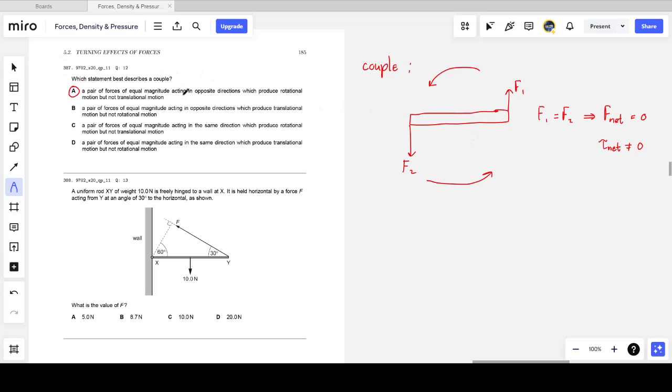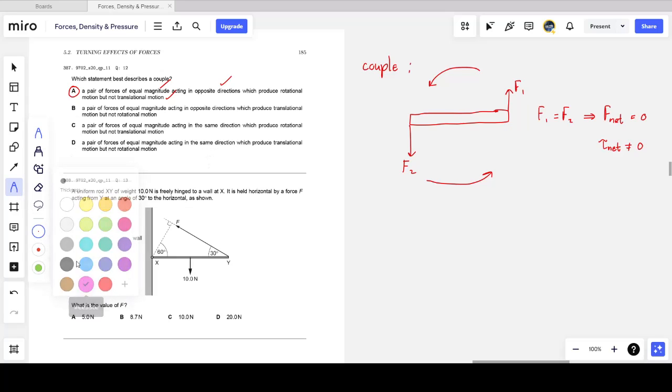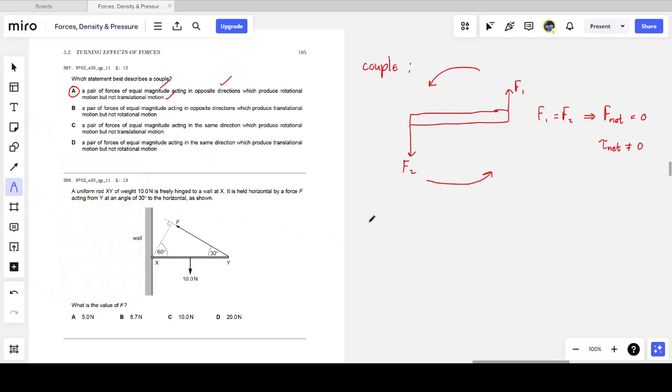Pair of forces of equal magnitude, check. Acting in opposite directions, check. Which produce rotational motion but not translational motion, check. So that's a statement that describes a couple. And if you know the definition for a couple, you wouldn't have to draw a diagram and try to convince yourself like I did. If it helps, by all means do it.